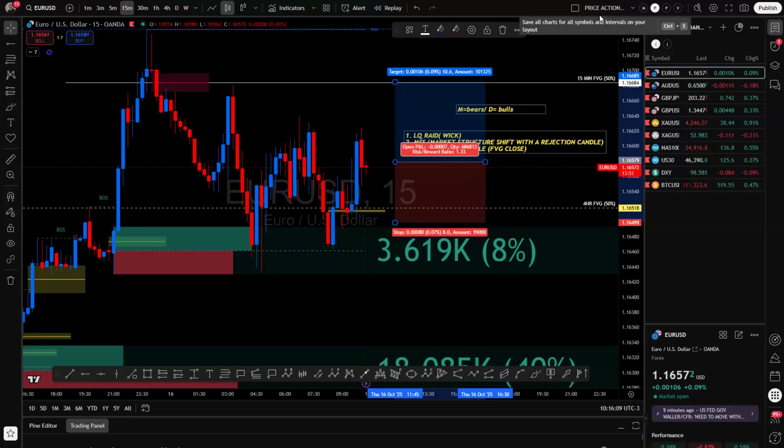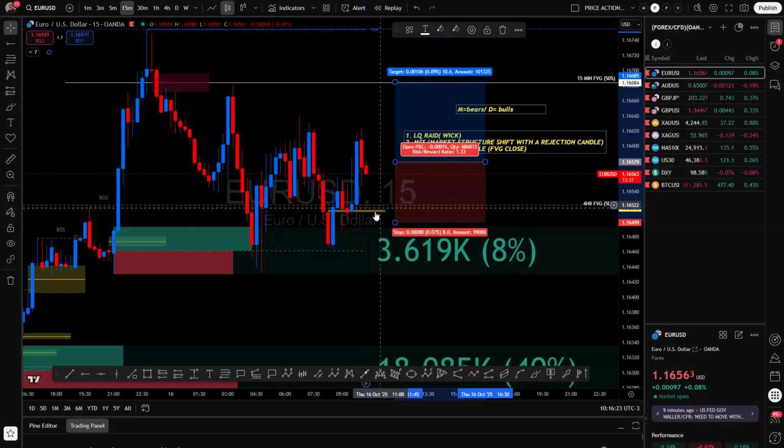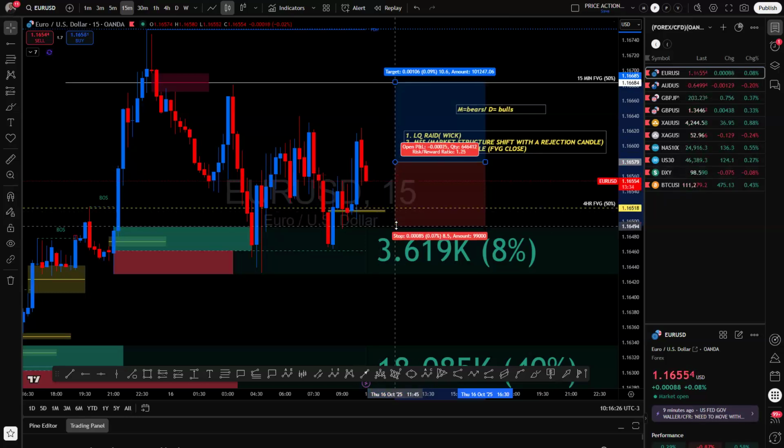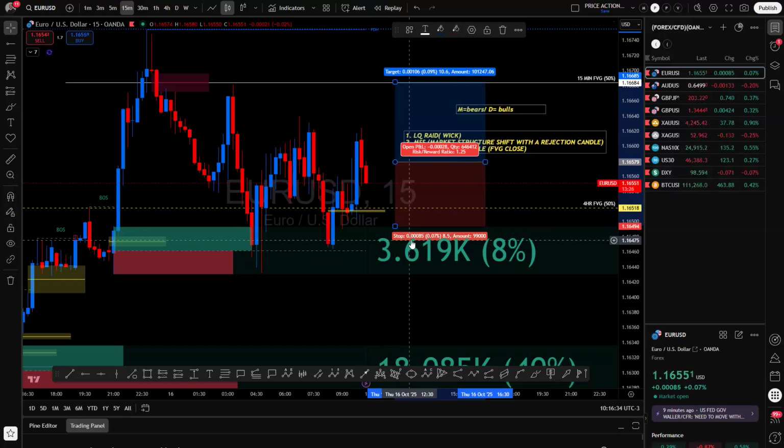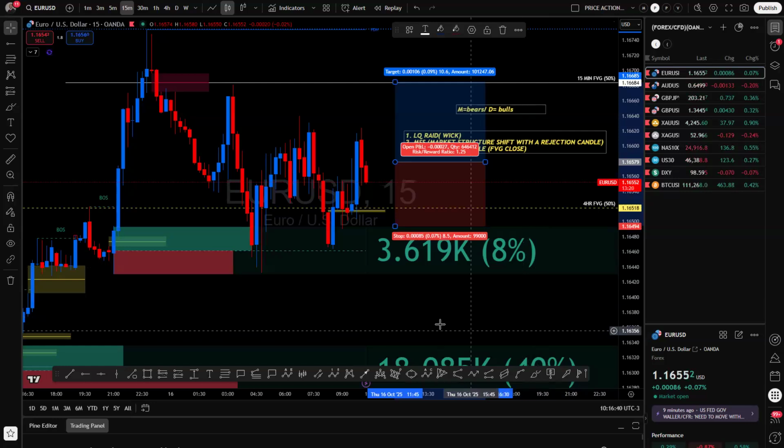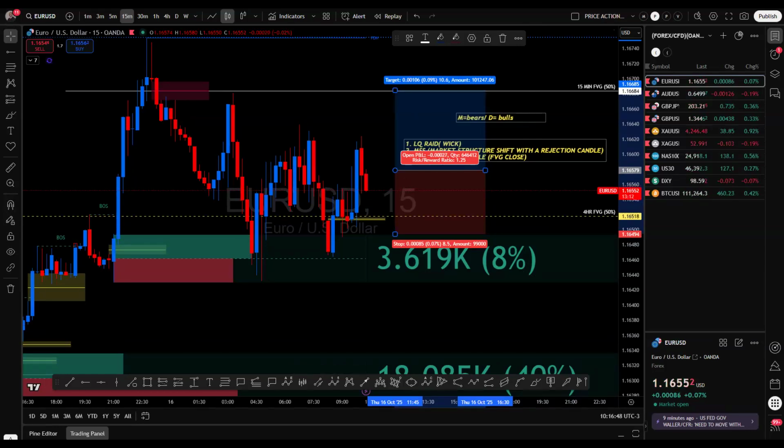Let's see. Really want to see price getting into that same fair value gap. So we have maybe over 13 minutes before market open. So I'll be right back.